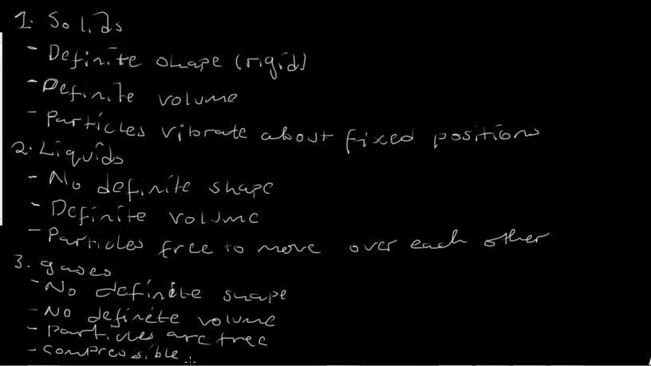Now I mentioned that substances can exist in all three states of matter. What do I mean? Let's take water as an example. Water can exist as a solid, as a gas, and as a liquid. So water can exist as a solid. How does water exist as a solid? Water exists as a solid in the form of ice.